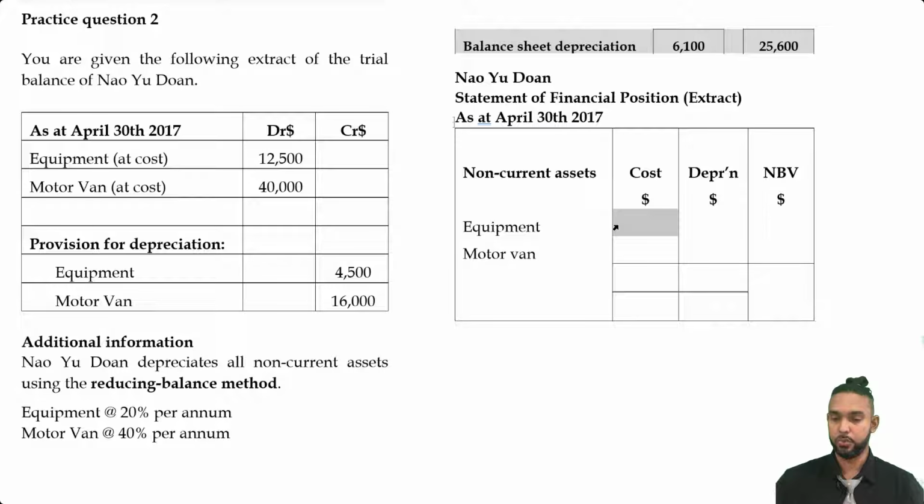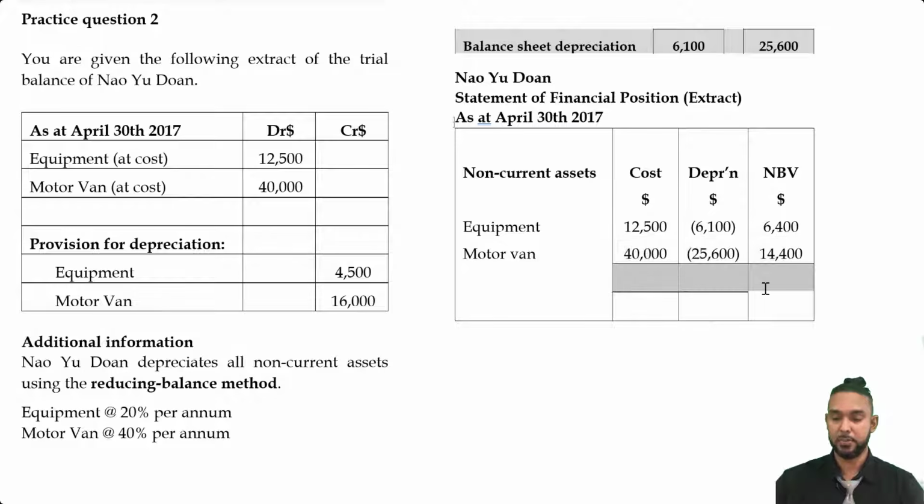So the cost of the equipment, right, is 12,005. The depreciation that we need is 6,100. So we're going to do 12,005 minus 6,100, giving us 6,400. For the motor van, the cost is 40,000. The depreciation from above is 25,600. So we're going to subtract that and get 14,400.